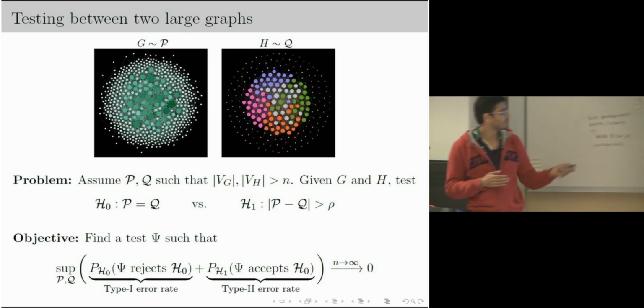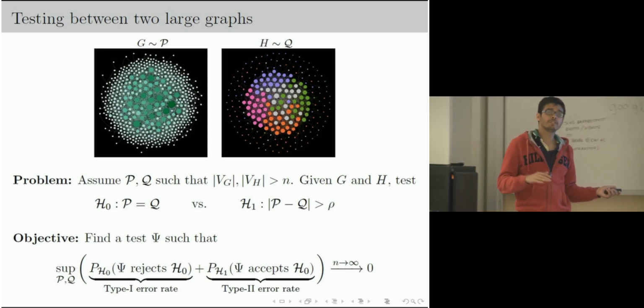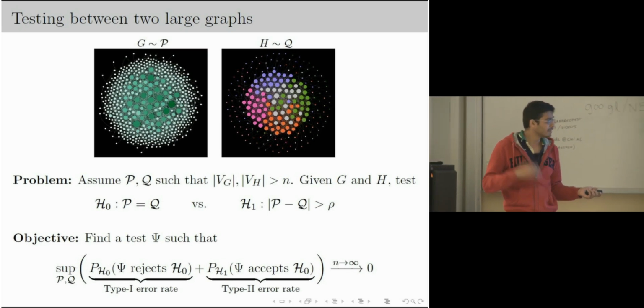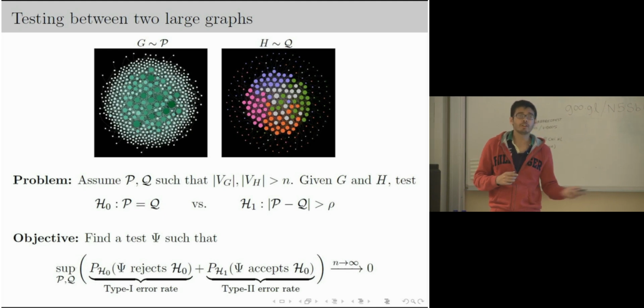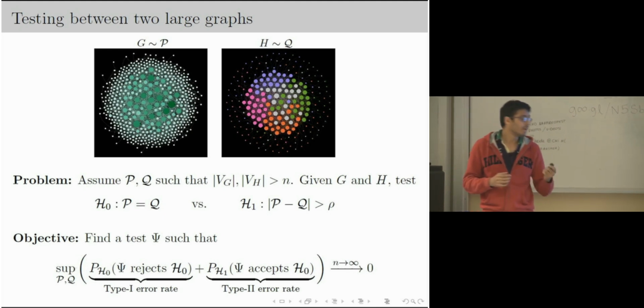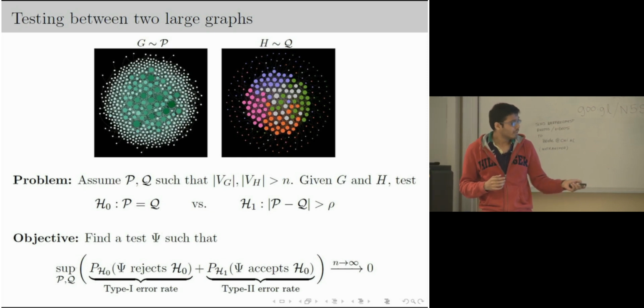In fact, we will work with a weaker metric. And the objective is to find a good test in the sense that in the worst case, that is for any given pair of models, the probability of falsely rejecting or accepting any hypothesis would go down to 0 as the minimum graph size grows to infinity, n goes to infinity.